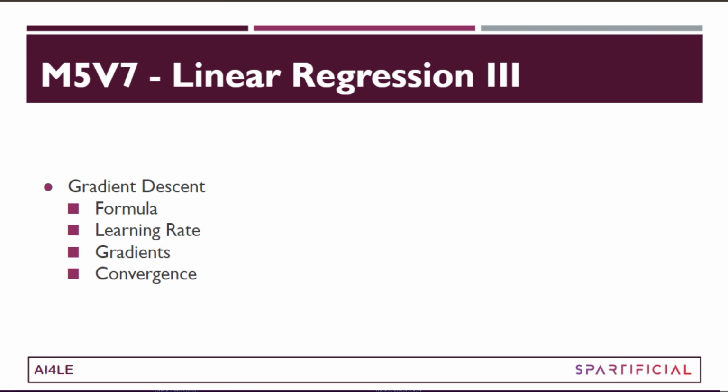Hey guys, I welcome you all to the 7th video of Module 5. And over here, this is the last video with respect to the theory part for linear regression, where I'm going to explain to you the optimizer called gradient descent in order to minimize the cost function.